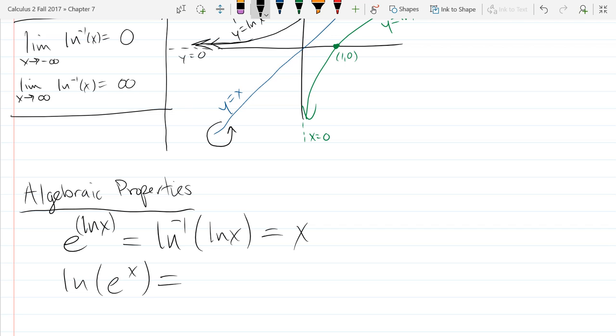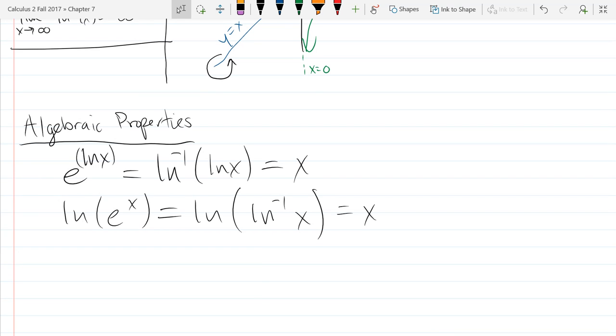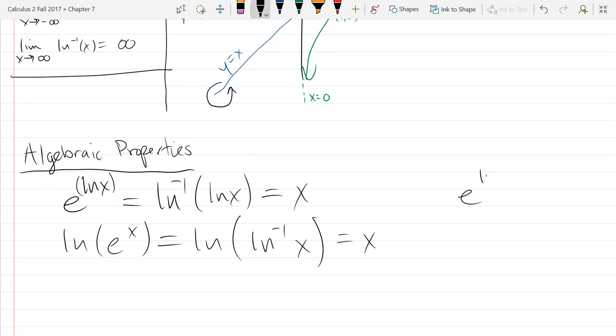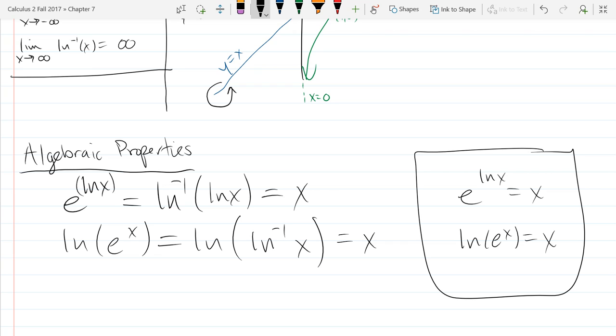We're going to do the same thing here, ln of e to the x. I'm going to use the ln inverse notation for the exponential. And now we have ln of ln inverse, and those are going to cancel each other out, and we're left with just x. So if I summarize them, put them in one box without the middleman, and that's what we get.